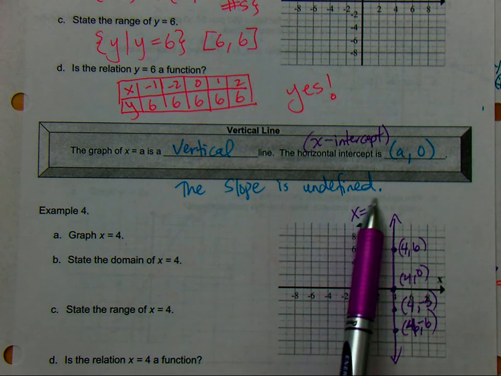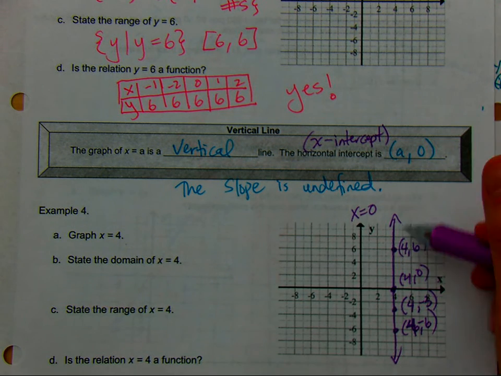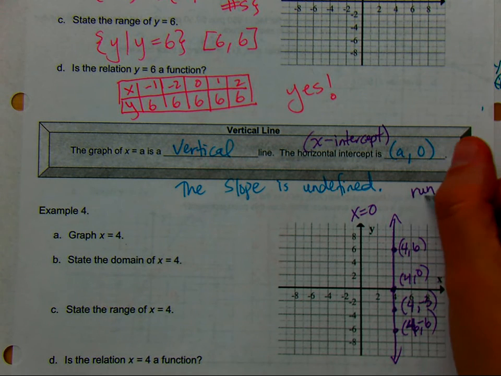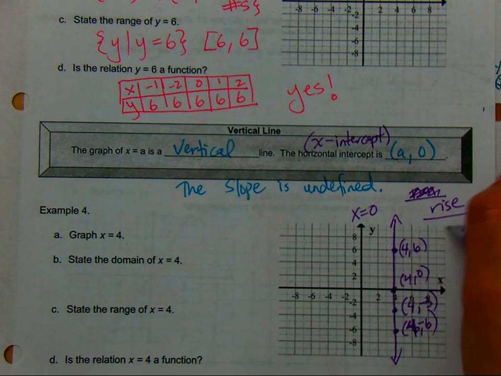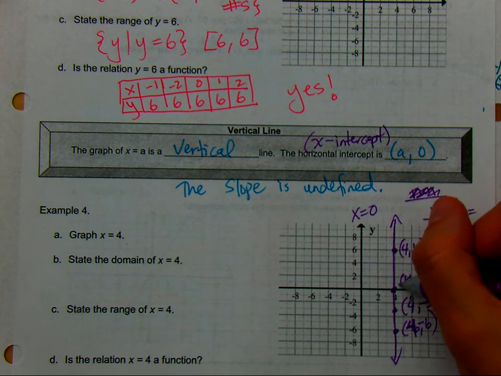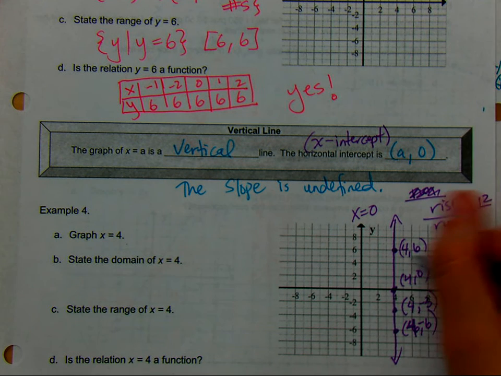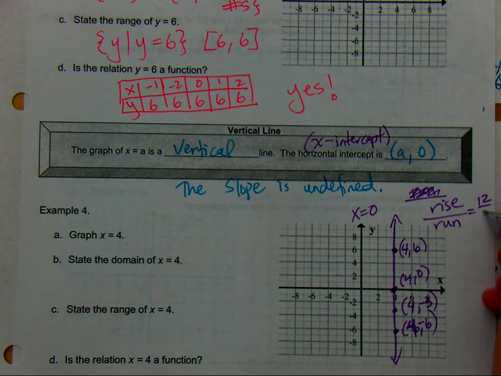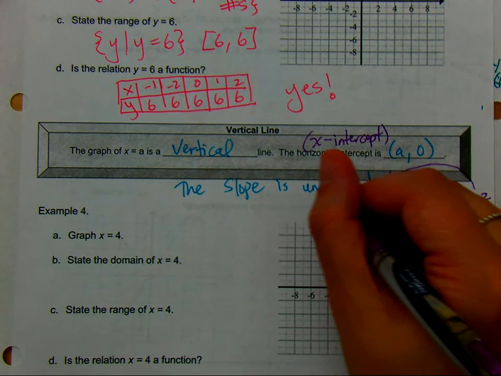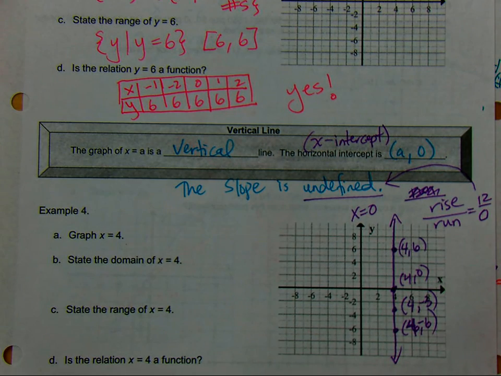We call this slope undefined. And the reason why is because if you were going to say, what's the rise over the run, the rise is infinite. So from here to here, I might rise 4, or let's say we rise 12. But how much did we run? And what's anything divided by 0? Any number divided by 0 is called undefined.